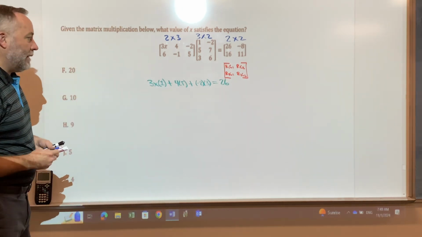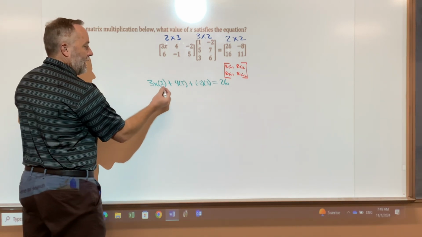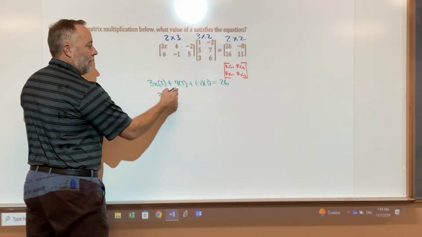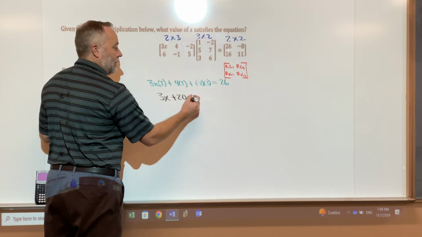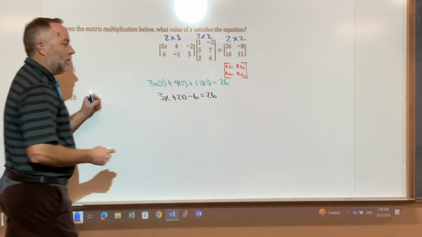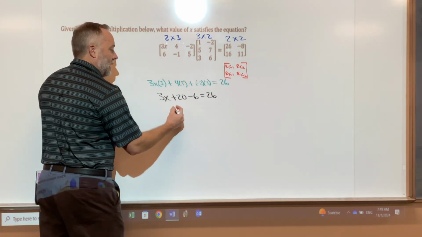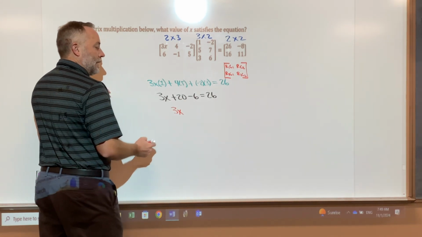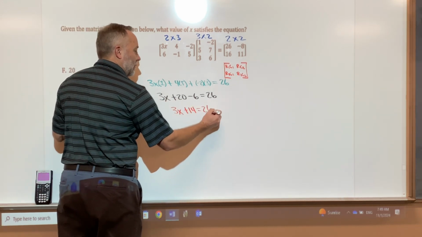Okay, so now we have everything we need to solve. So let's just simplify this. 3x times 1 is 3x. 4 times 5 is 20. -2 times 3 is -6. And that all needs to equal 26. Let's simplify our left side by combining like terms. So 3x, 20 minus 6 is 14, is equal to 26.